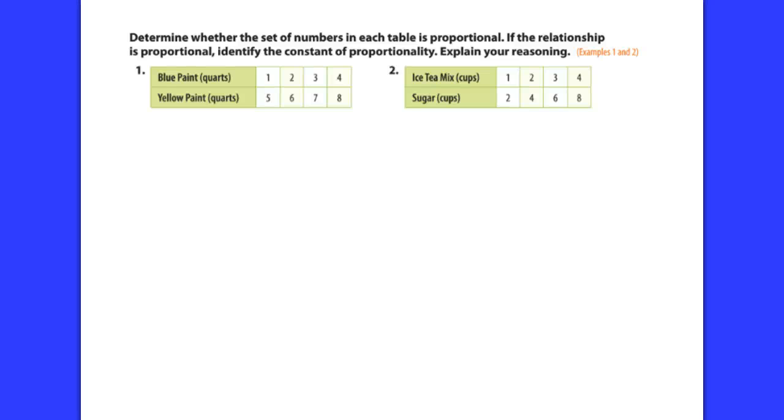Okay, welcome to part 2 of chapter 5, section 5. What I would like to do here is work out these problems for you and hopefully get you feeling comfortable when you come into class tomorrow. All right, well, let's look at this.